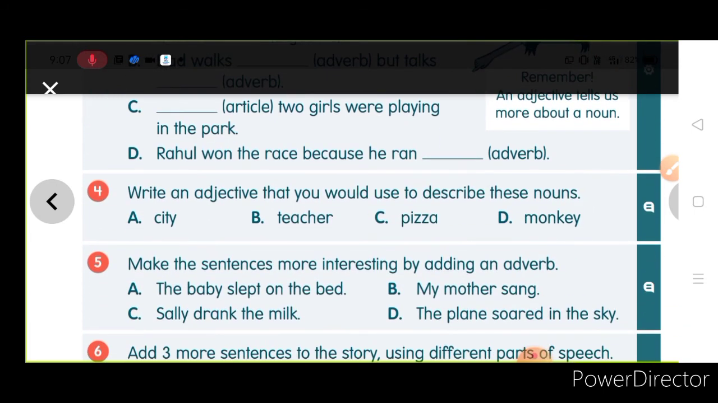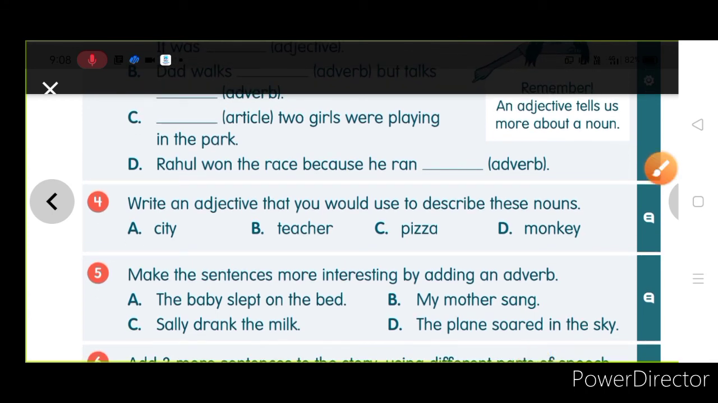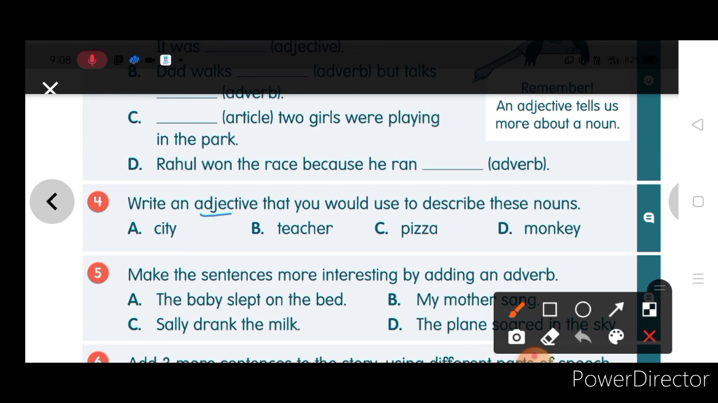Now let us see the fourth question. Write an adjective that you would use to describe these nouns. Now if you see city, how is our Hyderabad city? It is neat and clean, or noisy, or beautiful, or small, or big? You think and write down. Adjectives most of the time come before the noun, only in some cases we will find them afterwards. Dash monkey: a small monkey, a tall monkey, a naughty monkey, a noisy monkey, anything you can write down.